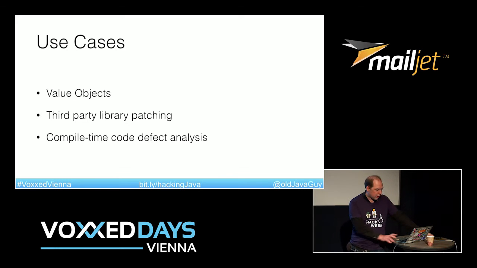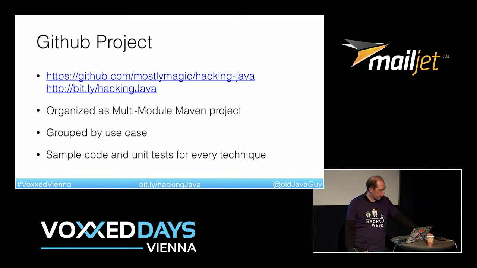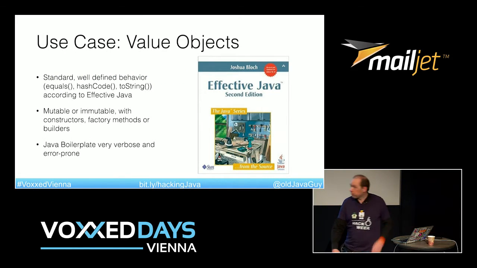Okay. So this is the GitHub project, set up as a multi-module Maven project. Maven is not the latest, coolest, but as I said, I'm an old Java guy, so I'm also the old Maven guy. And I think it's good enough. And the first use case I'll actually be going into is value objects.